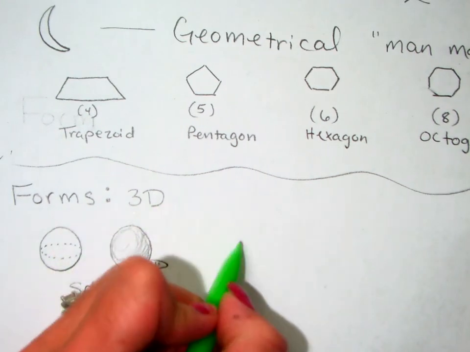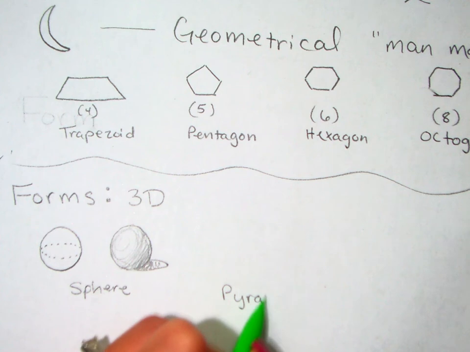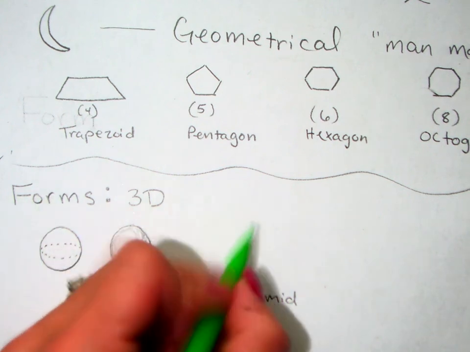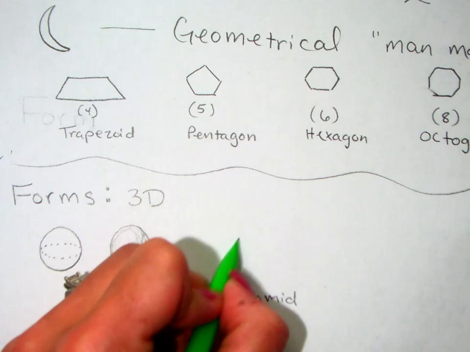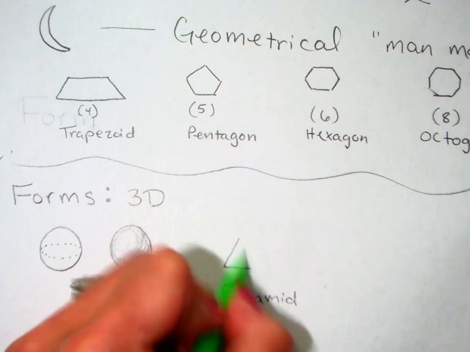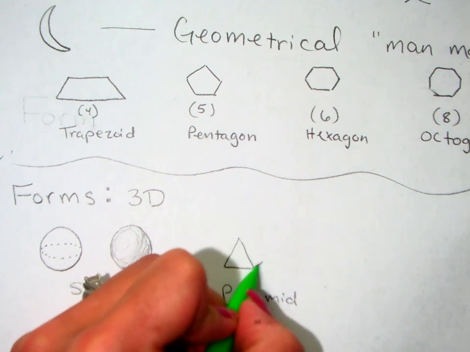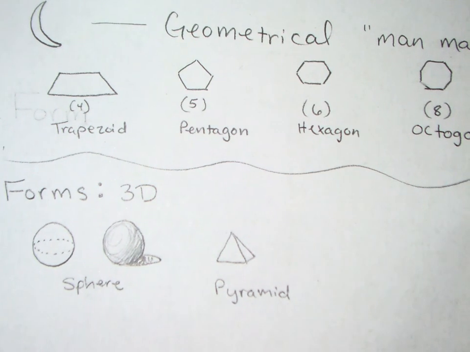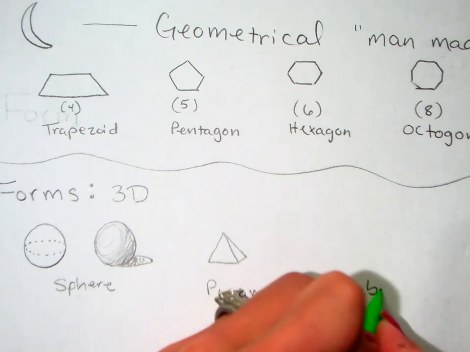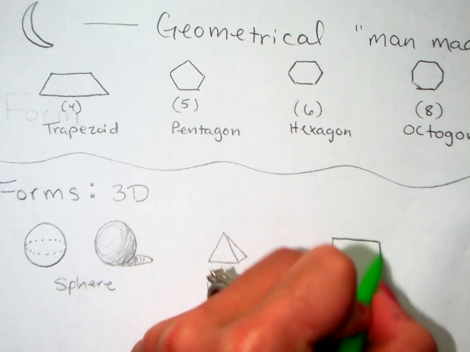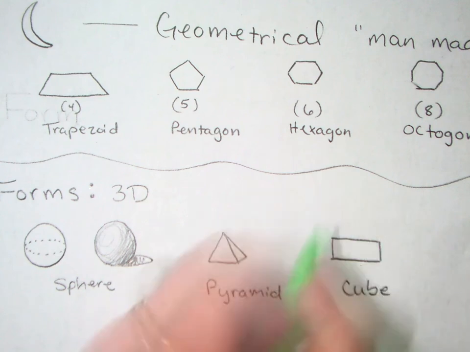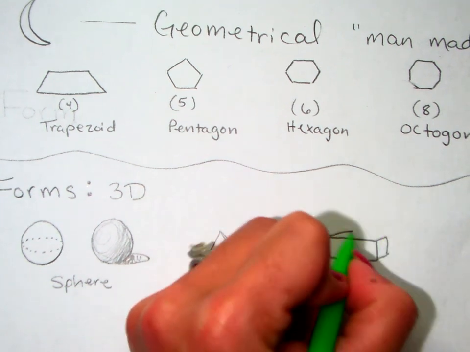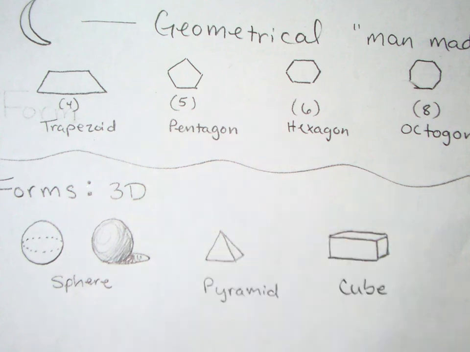All right. Then we have a pyramid. Again, this is a man-made geometrical shape. I like to start with my triangle and then add another side going back to show that it's a pyramid. And then, of course, we have a cube, and you could do a rectangular version of it, that's fine. I'll start with my shape, take the corners back, add a slant, and then I just connect them, okay?